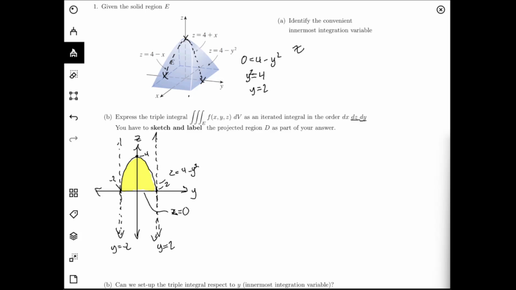This is D, and I think we're good to go ahead. Actually, we've got to label z equals 0. Got to label everything. Okay. And we're good to start writing.